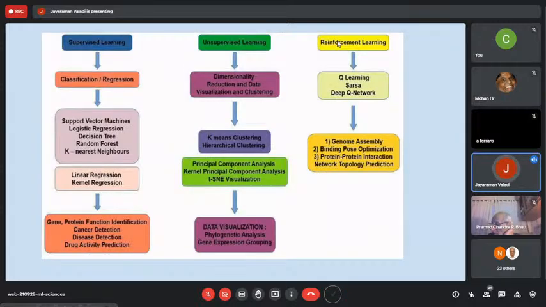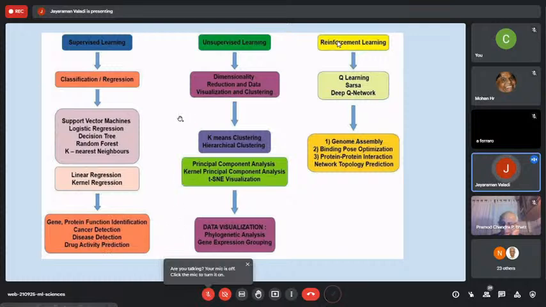So there are different algorithms which have been developed in machine learning for different kinds of methodologies: supervised, unsupervised, and reinforcement. In the supervised learning methodology, support vector machines, logistic regression, decision tree, random forest, and k-nearest neighbors are some of the algorithms which can classify data into different groups, which can identify different functionalities of genes and proteins. And linear regression and kernel regression are again supervised learning methodologies where the output is a continuous output, like prediction of drug activity. And multiple functions can be identified.